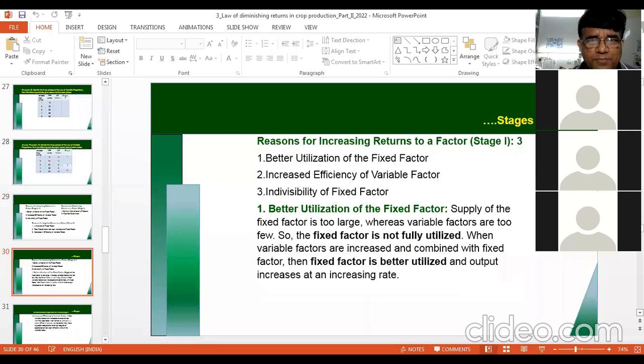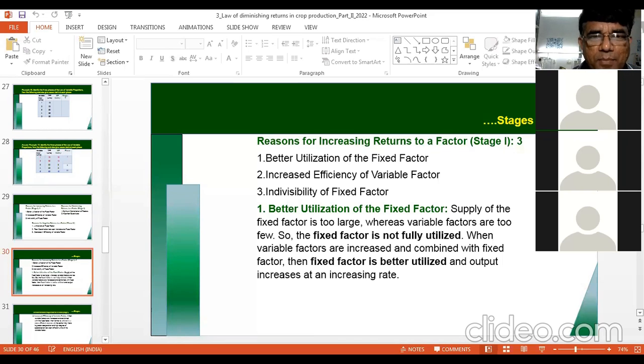Number 1, reasons for increasing return to a factor in stage 1. So number 1, as I have already shown you, better utilization of the fixed factor. In the first stage, you have better combination, better utilization. They are not too high or not too less. Supply of the fixed factor is too large here, whereas variable factors are too few. So the fixed factor is not fully utilized, meaning it remains unutilized.